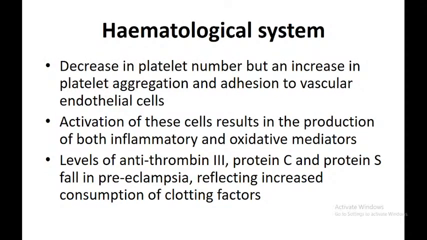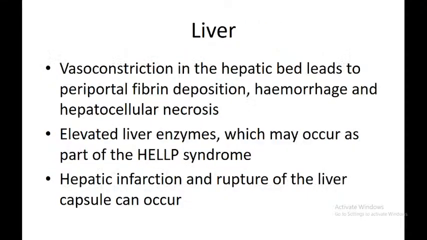And in the hematological system, we find, not always, but in few of the cases, there is thrombocytopenia. So there is a decrease in the platelet number, but an increase in the platelet aggregation and adhesion to the vascular endothelial cells. The activation of these cells results in the production of both inflammatory as well as oxidative mediators. And also we find in cases of pre-eclampsia that the levels of antithrombin III, protein C and protein S also fall. So it reflects that there is increased consumption of the clotting factors in pre-eclampsia. So these changes are encountered in the hematological system.